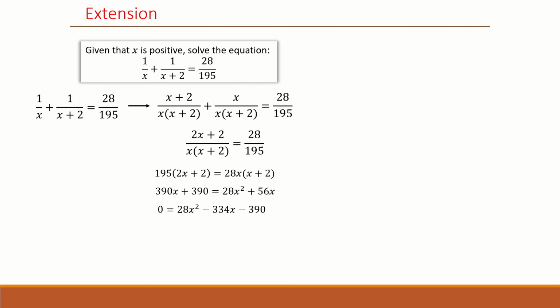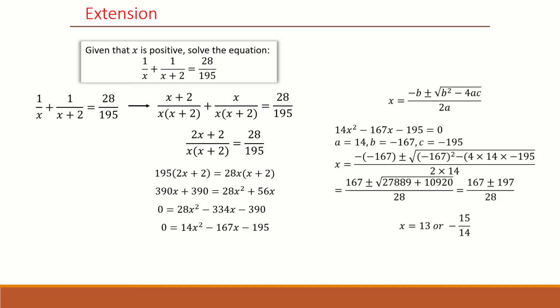Move everything to one side to get 0 equals 28x squared minus 334x minus 390. You can simplify it by dividing by 2 and getting 14x squared minus 167x minus 195. And then using the quadratic formula, which I deem to be the easiest, make a equal to 14, b equal to minus 167, c equal to minus 195. Plug in the numbers and you should get 13 or minus 15 over 14.